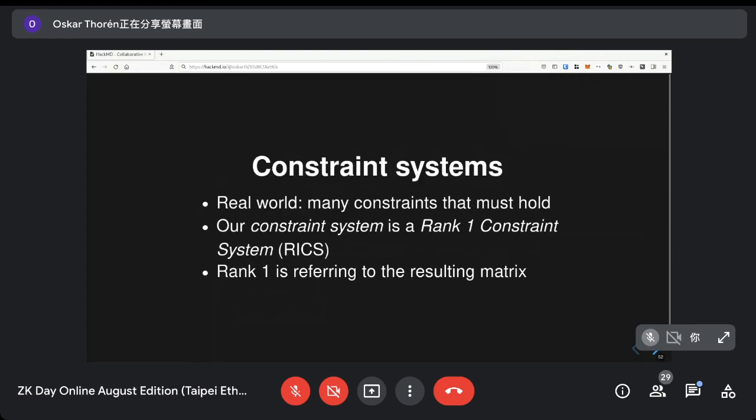In the real world, you have a lot of constraints that have to hold at the same time. We saw in the previous presentation there were a lot of them, I forgot exactly how many, but it's a lot of constraints that have to hold at the same time. This type of constraint system is called a rank 1 constraint system, and rank 1 refers to the resulting matrix if we use a linear algebra representation.